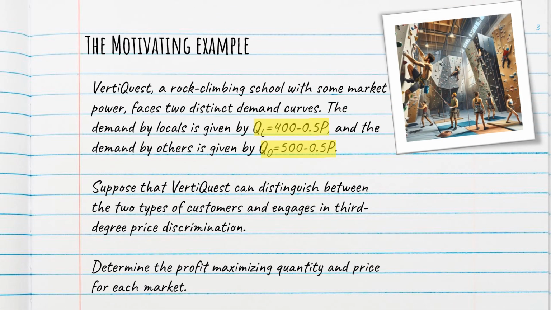The firm's marginal cost is equal to 100 plus 2Q, and they have no fixed costs. Now let's suppose that VertiQuest is able to distinguish between the two types of customers and wants to engage in third-degree price discrimination. Our goal is to find the profit maximizing quantity and price for each market.